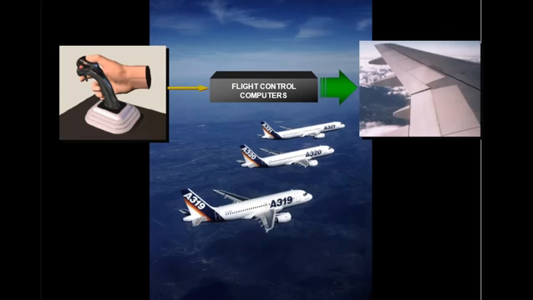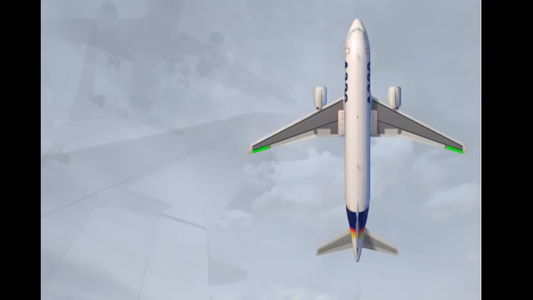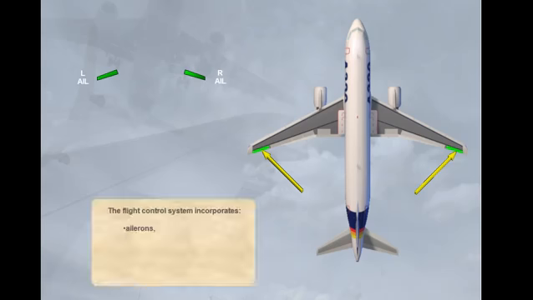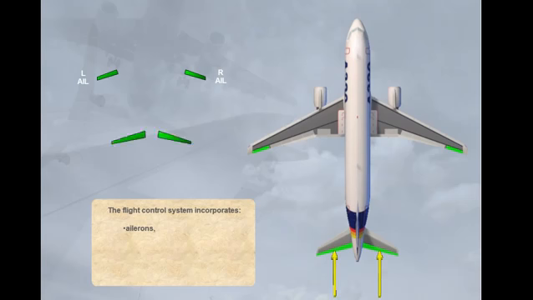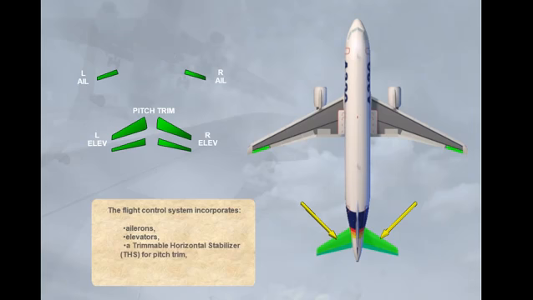Let's now look at the flight control surfaces themselves. The flight control system incorporates ailerons, elevators, a trimmable horizontal stabilizer (THS) for pitch trim, a rudder, ground spoilers, speed brakes.